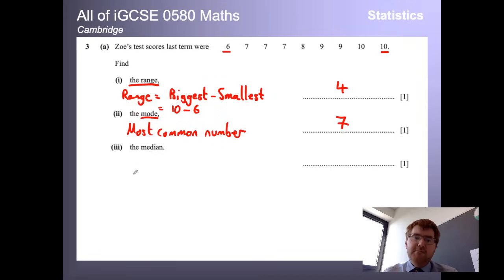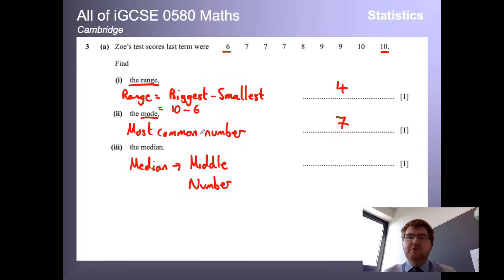For the median, remember, this means the middle number, okay, when we put them in order. Now, luckily for us, the numbers are already in order. So the way we do this, we cross off the bottom, we cross off the top, and repeat. And we see that our middle number here is equal to 8. So we pop that in. If you had 2 middle numbers, then you find halfway between those 2 middle numbers.